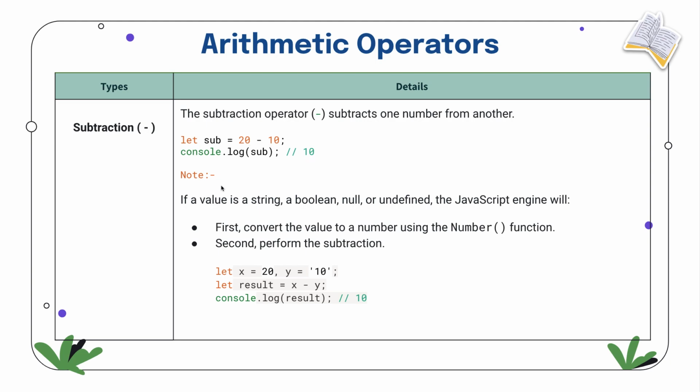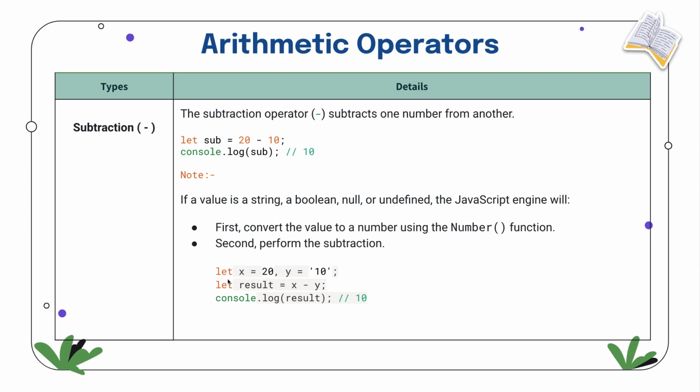Now, how does it work for strings? With the hyphen symbol, it will not react in any other way. What it does is, if any of the values is a string, it will first convert that value into a number. Now see what happens here.